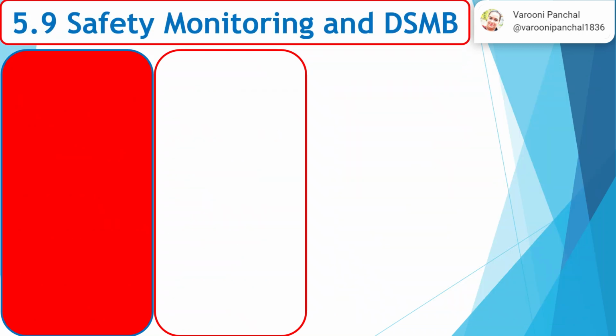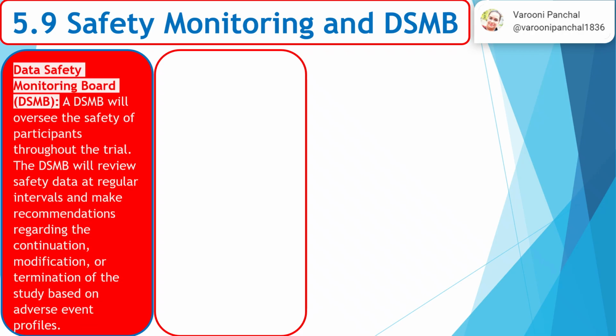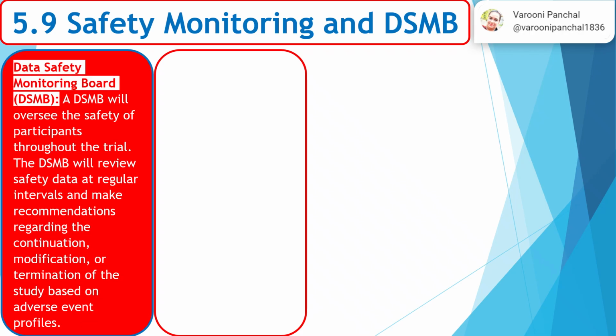Number 5.9, safety monitoring and DSMB, Data Safety Monitoring Board. A DSMB will oversee the safety of participants throughout the trial. The DSMB will review safety data at regular intervals and make recommendations regarding the continuation, modification, or termination of the study based on adverse event profiles.